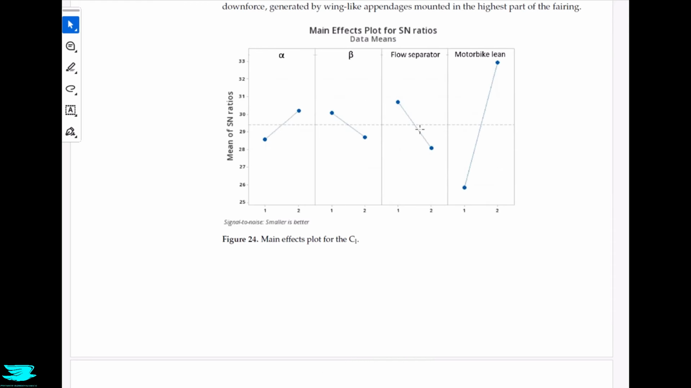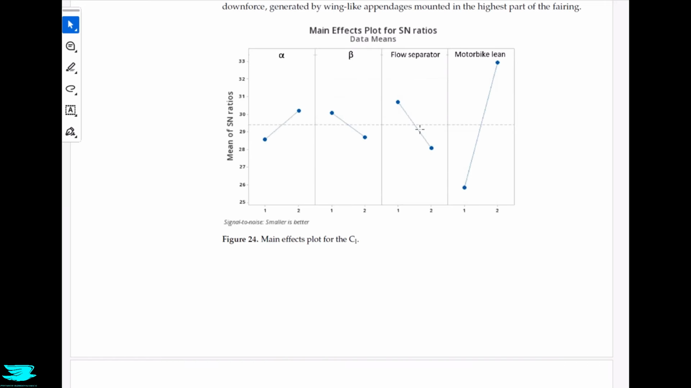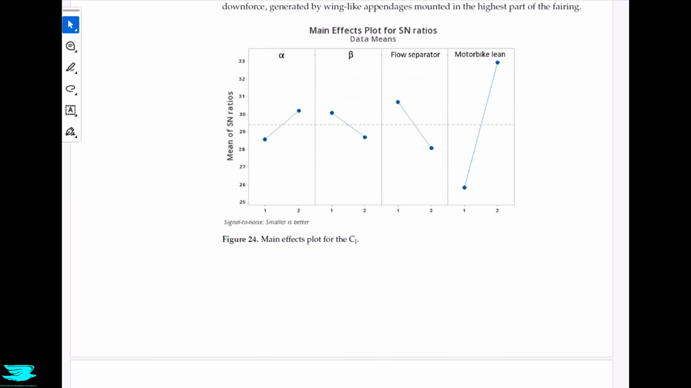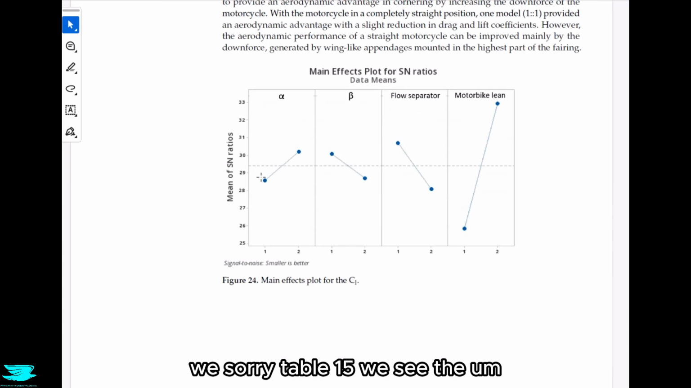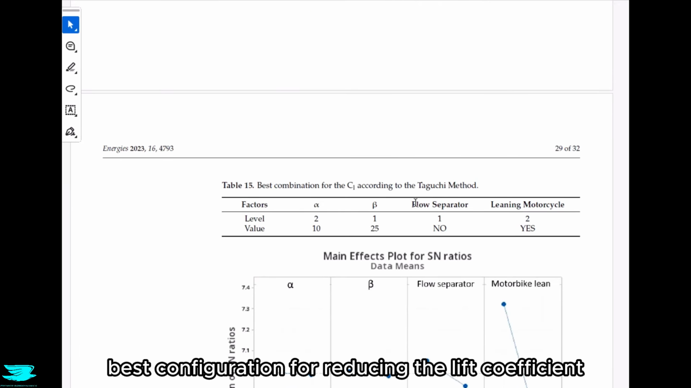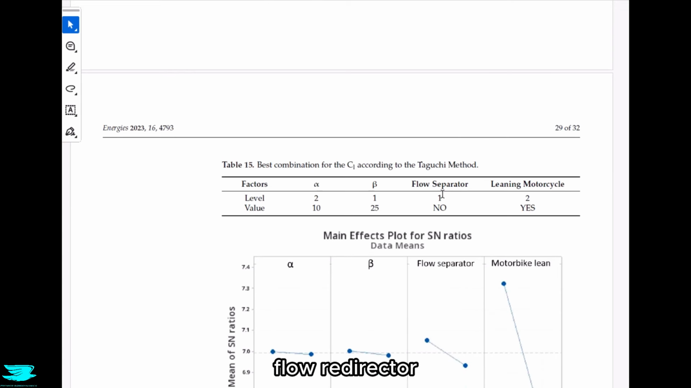So I think that makes sense because the flow separator is effectively a guide vane, and that helps direct the flow down more effectively. So that will produce more lift that way. Taking into account all of these parameters, in Figure 15, Table 15, we see the best configuration for reducing the lift coefficient with this flow redirector.